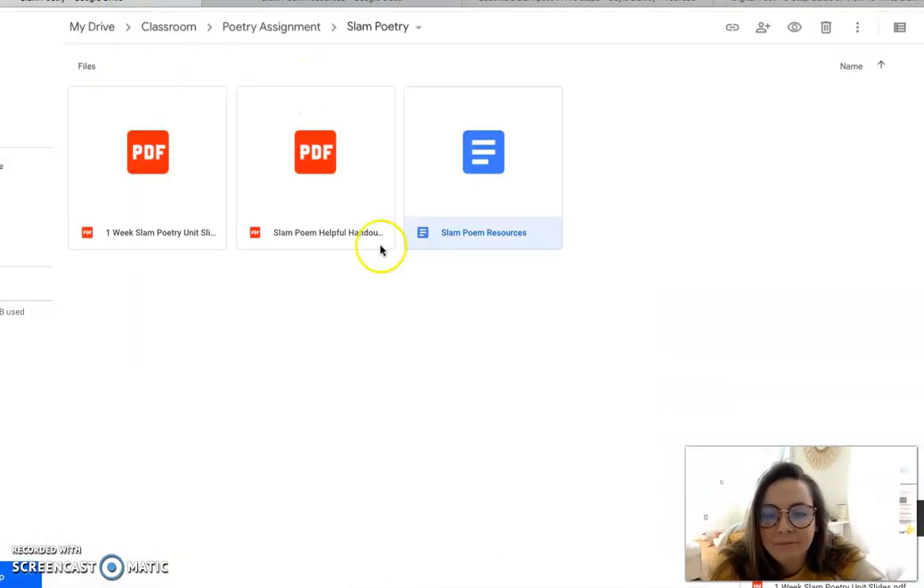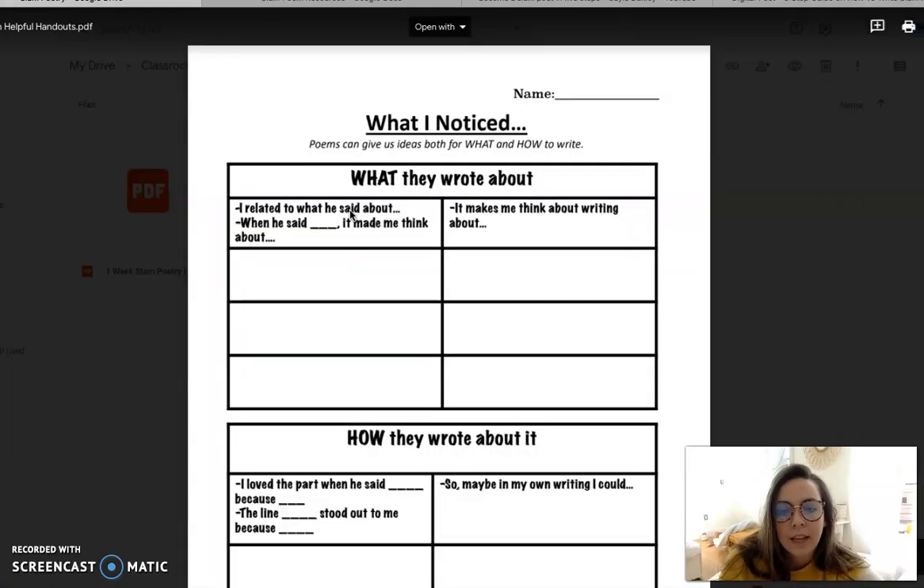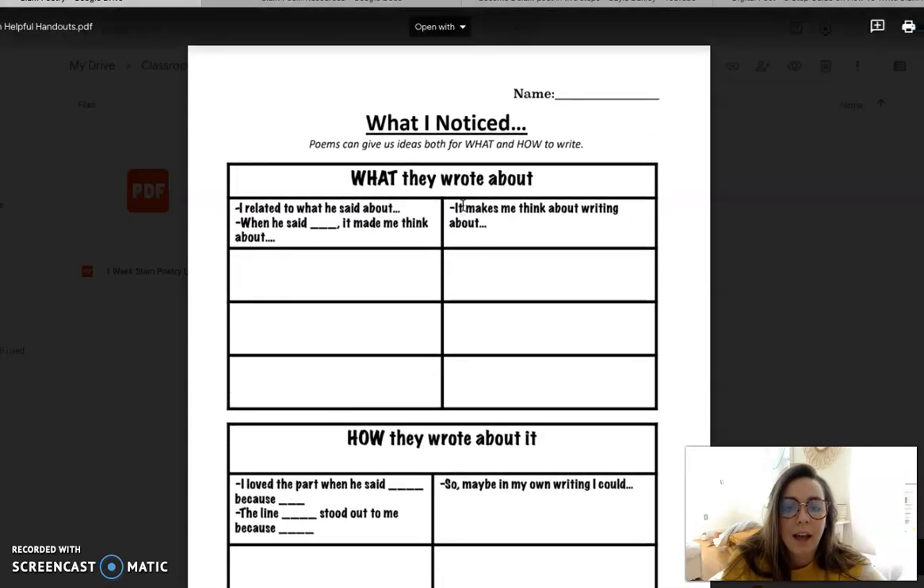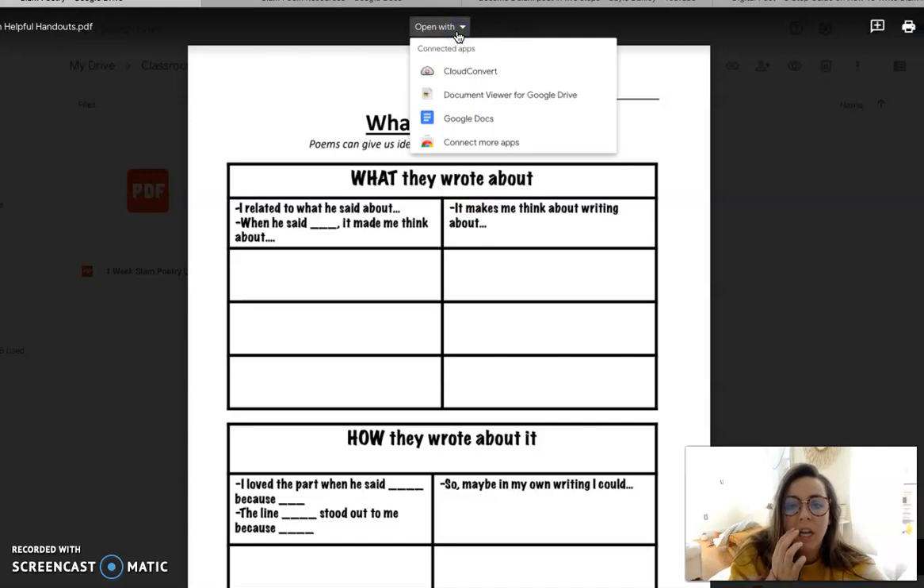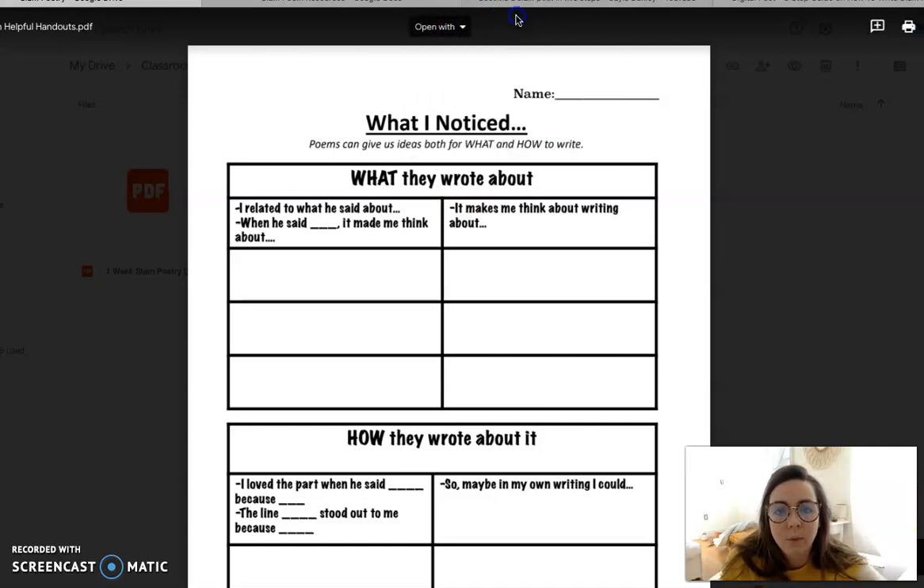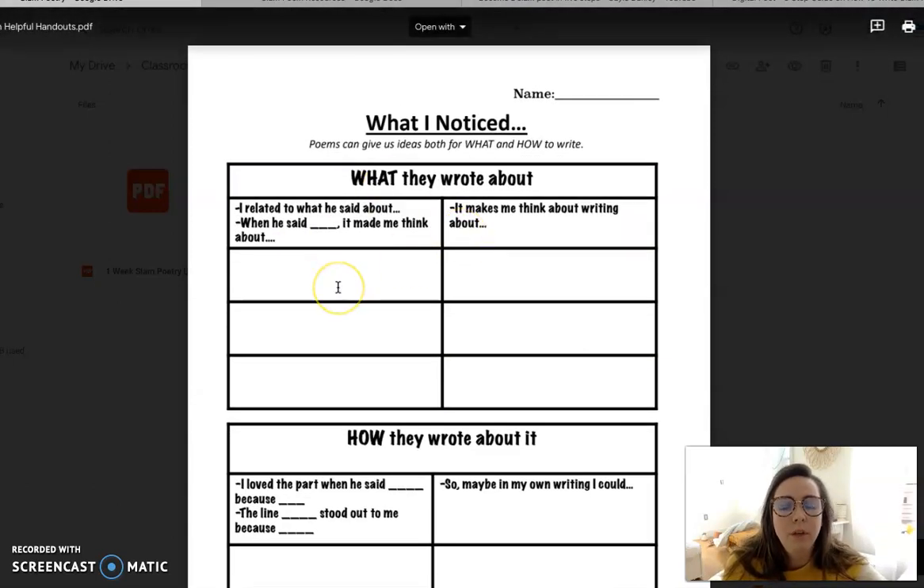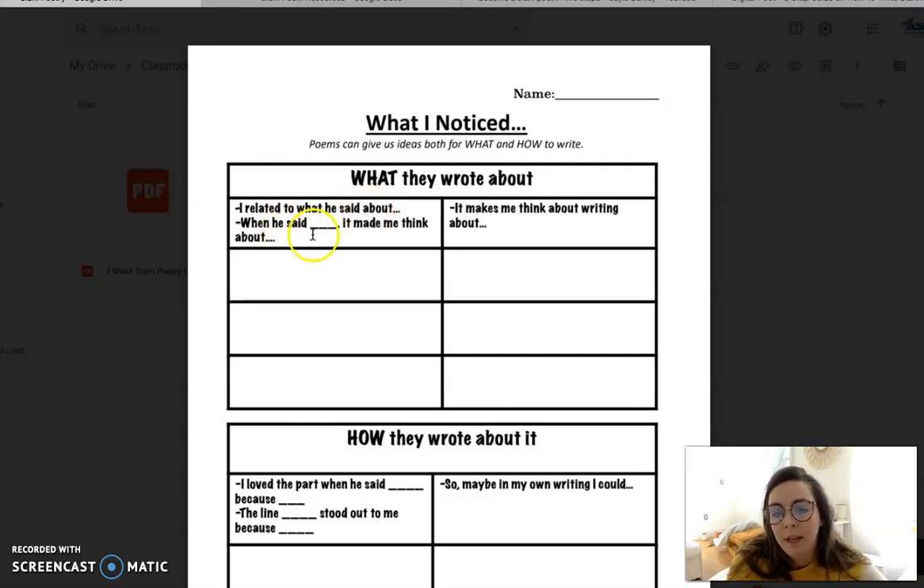Okay, let's go back. This PDF has handouts. This is what I would be giving to you if we were doing this unit in class. I guess if you really wanted, you could open it in a Google Doc and fill it out if this would help you with your writing process. These are tables for you. Essentially what you would do is watch some slam poems and then go back and reflect and fill this in. For example, I related to what he said or they said about blah, blah, blah. When they said blank, it made me feel or made me think about this, and so on and so forth.